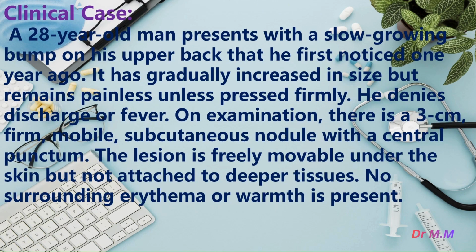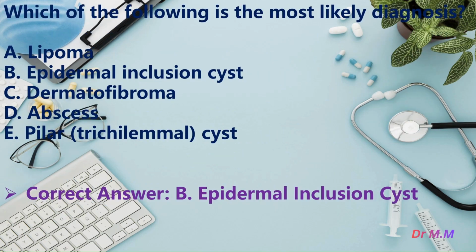Clinical case. A 28-year-old man presents with a slow-growing bump on his upper back that he first noticed 1 year ago. It has gradually increased in size, but remains painless unless pressed firmly. He denies discharge or fever. On examination, there is a 3 cm firm, mobile subcutaneous nodule with a central punctum. The lesion is freely movable under the skin but not attached to deeper tissues. No surrounding erythema or warmth is present.